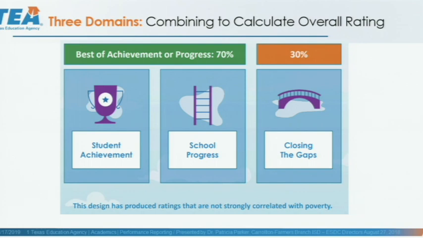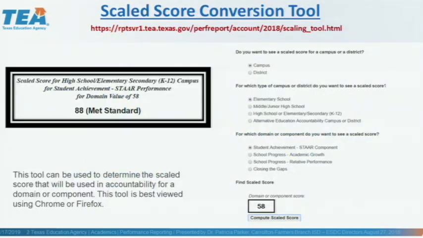The way it works, there's three different domains, and the first two domains are called student achievement and school progress, and we're going to talk more about those later. Those comprise 70% of CFB's score and of the campus scores. And then the third domain, closing the gaps, is 30% of the score. With Domain 1 and 2, it's considered a best-of system, so whichever one the campus does better in, 1 or 2, that's going to count 70%. But for closing the gaps, that 30%, there's no best-of. It's only that 30%. So we'll look at that.